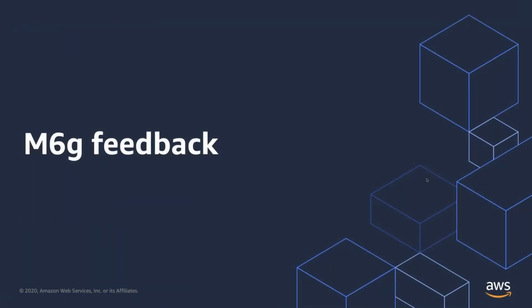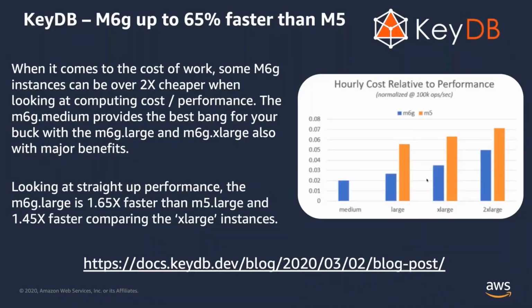We've run an extended preview for the M6G, onboarding many customers to get early feedback. Here are some of the things that our customers have observed. KeyDB, which is one of our customers running a key value database on our instances, has been onboarded on M6G and tested it compared to M5, and they observed up to 65% better performance on M6G compared to M5.